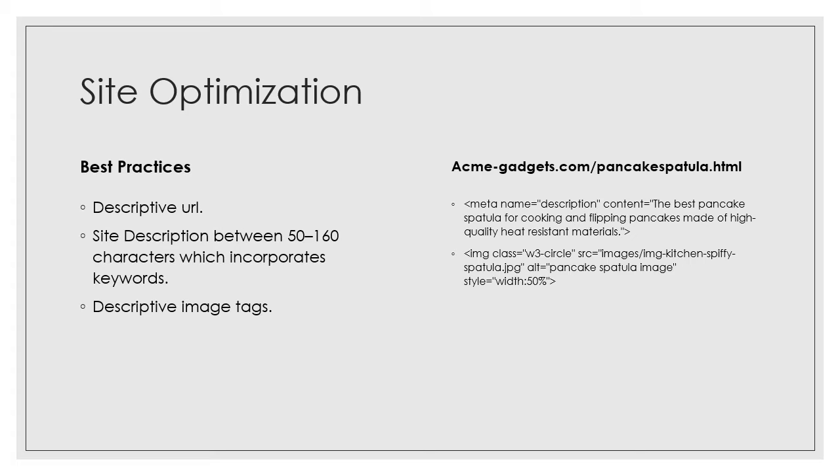I chose a product, pancake spatula, and decided that I was going for the keywords best pancake spatula. And so the best practices for this were a descriptive URL, a site description between 50 to 160 characters, which incorporates keywords, and descriptive image tags.